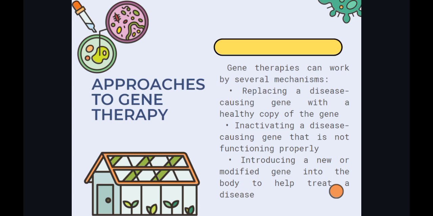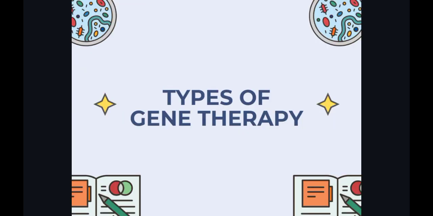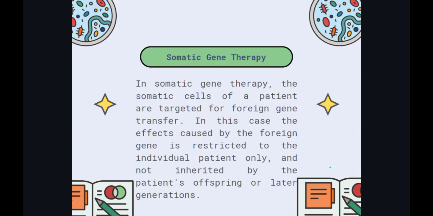This new or modified gene can help the body work better and fight off the disease, potentially improving the person's health. Next, we have the types of gene therapy. So, somatic gene therapy. In somatic gene therapy, the somatic cells of a patient are targeted for foreign gene transfer. In this case, the effects caused by the foreign gene is restricted to the individual patient only, and not inherited by the patient's offspring or later generations.